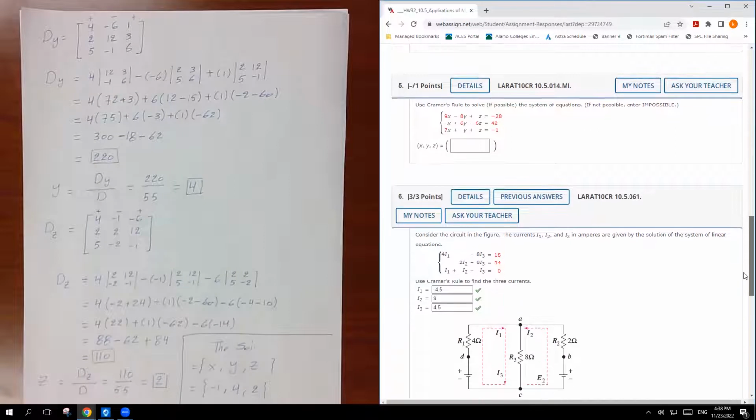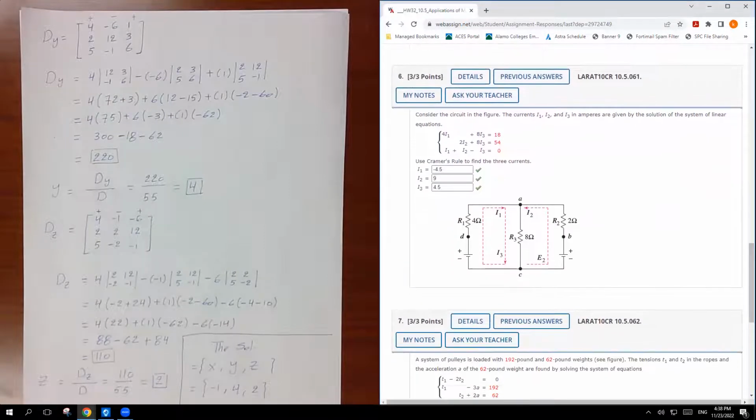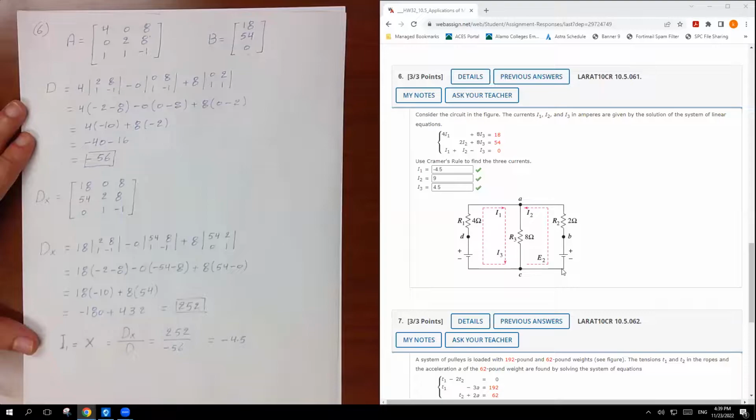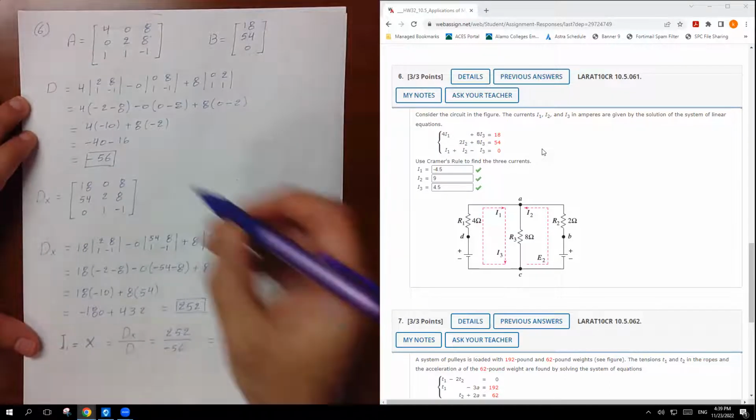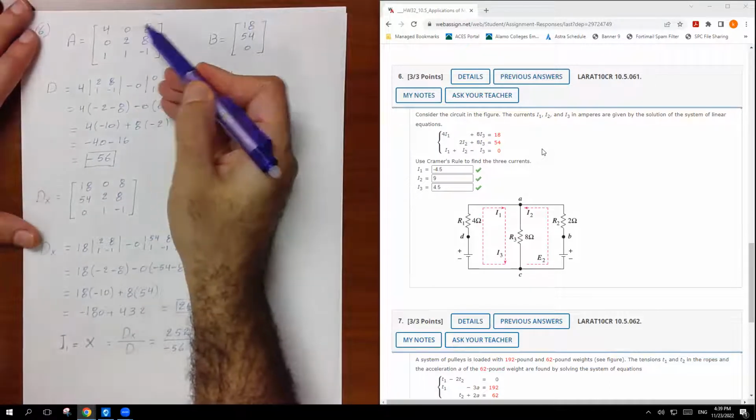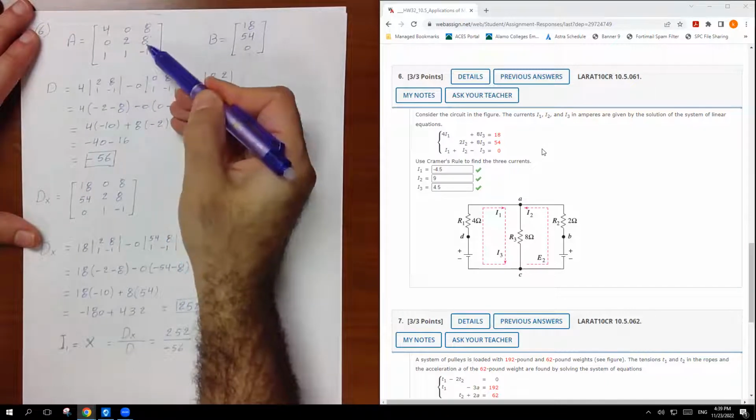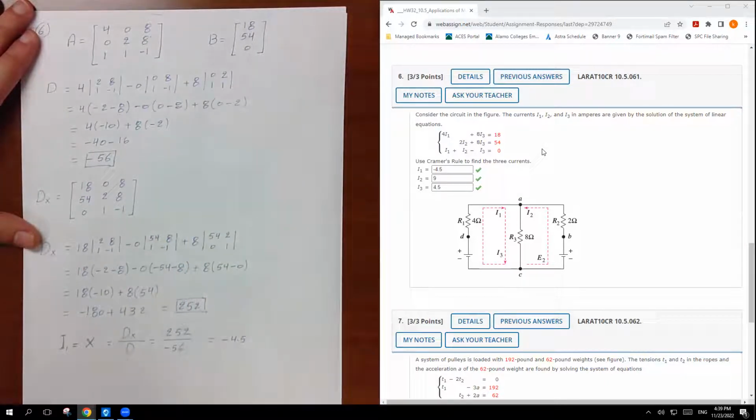Let's move to number 6. For number 6, consider the circuit in the figure with I1, I2, I3, and here is the equation. So keep in your mind, I1 is 4, for the I2 is 0. Now with the second equations, I1 is 0. So when you write down the system of the matrix 4, 0, 8, 0, 2, 8, 1, 1, -1, and here's the B.